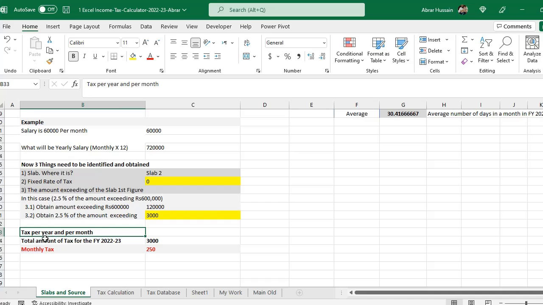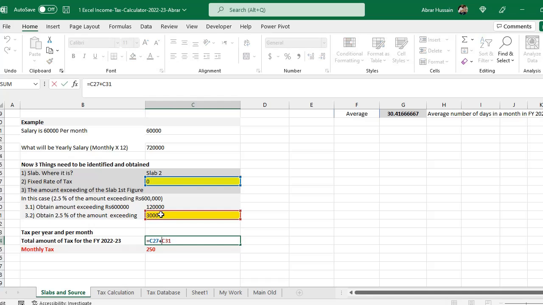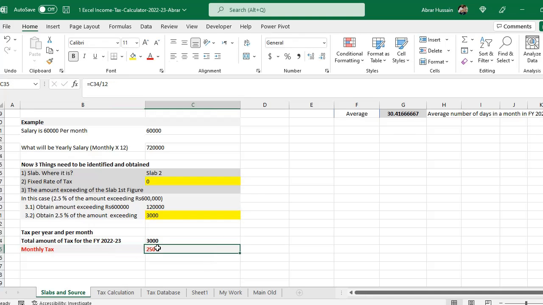So now we are going to obtain tax per year and per month. The tax per year is the same, that is 3,000. And now what will be the monthly tax? Just divide this tax by 12. So you have to pay 250 PKR per month.